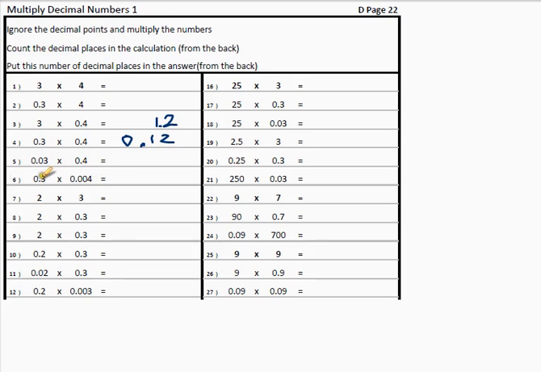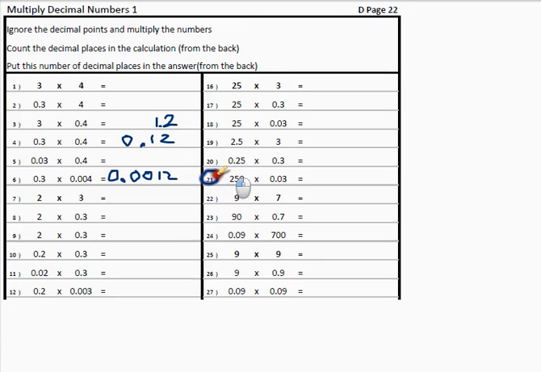Okay, now we look at it together. 3 times 4 is 12. How many numbers do we have after the point? 1, 2, 3, 4. Okay, from the back. 1, 2, 3, 4. And then you need your point. Now we've got 4 numbers after the point and 4 numbers after the point. We need a 0 before the point. Okay, remember from the back. Pause the video, you do the rest.